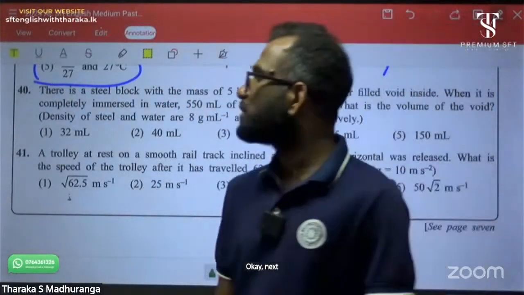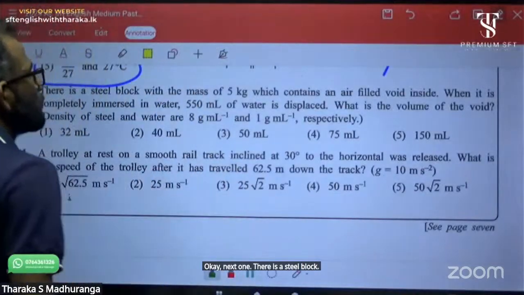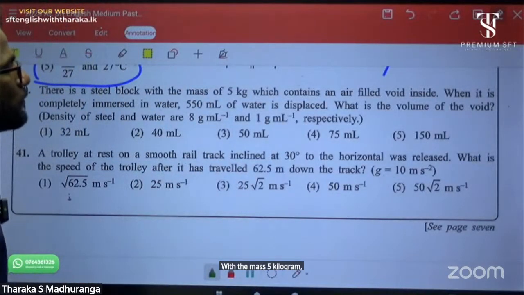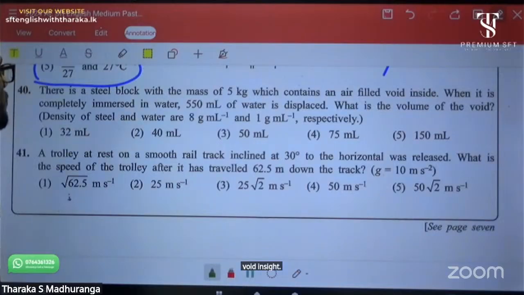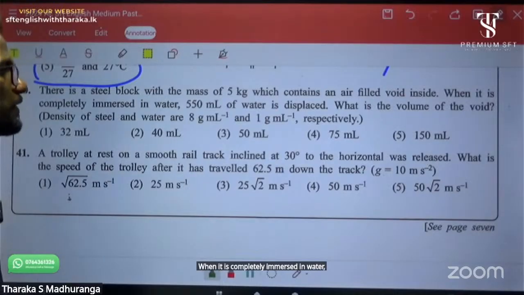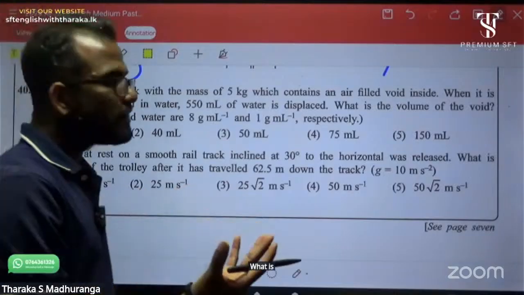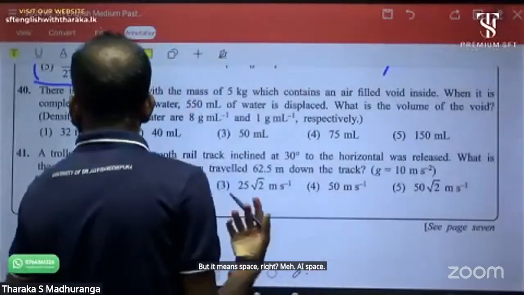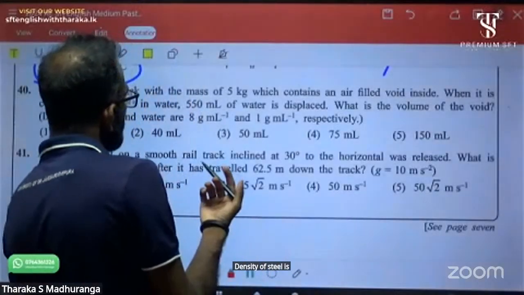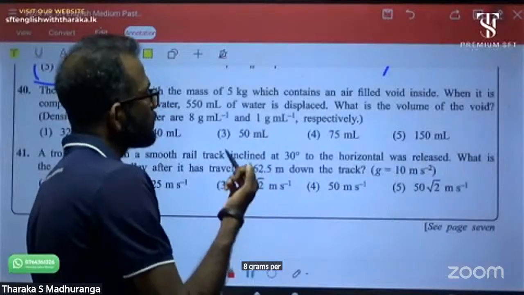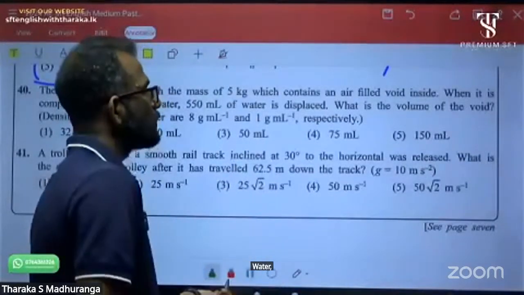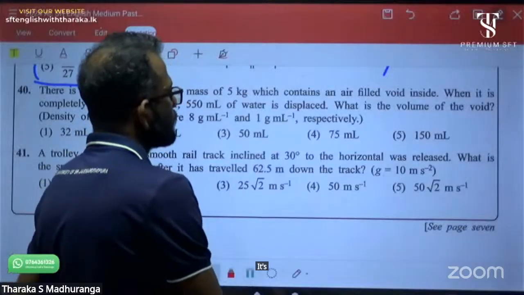Okay. Next one. There is a steel block with a mass of 5 kilograms which contains an air-filled void inside. When it is completely immersed in water, 550 milliliters of water is displaced. What is the volume of the void? Void means space, right? Air space. The density of steel is 8 grams per milliliter and of water 1 gram per milliliter respectively. It's a very good question, right?